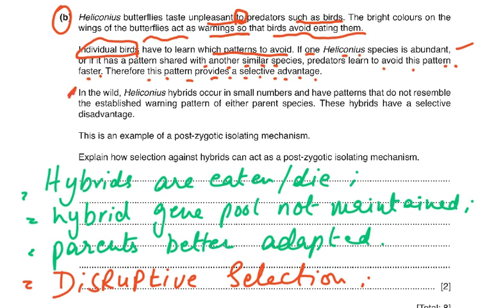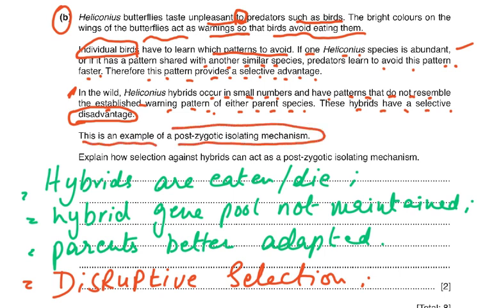In the wild, Heliconius hybrids occur in small numbers and have patterns that do not resemble the established warning pattern of the other parent species. These hybrids have a selective disadvantage, naturally, because they're eaten up by the predators. This is an example of a post-zygotic isolating mechanism. Post-zygotic means after the zygote has been formed and the whole thing has developed.